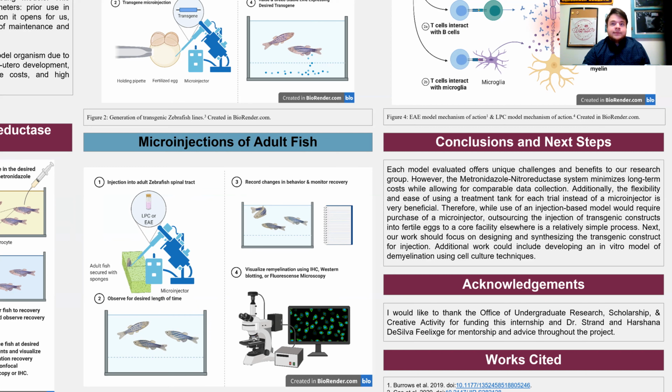So our next steps ideally will focus on designing and synthesizing this construct that we would send off to be injected into wild type embryos or eggs. Additional work could also focus on developing an in vitro model of demyelination using cell culture while we work on getting the in vivo zebrafish model set up.